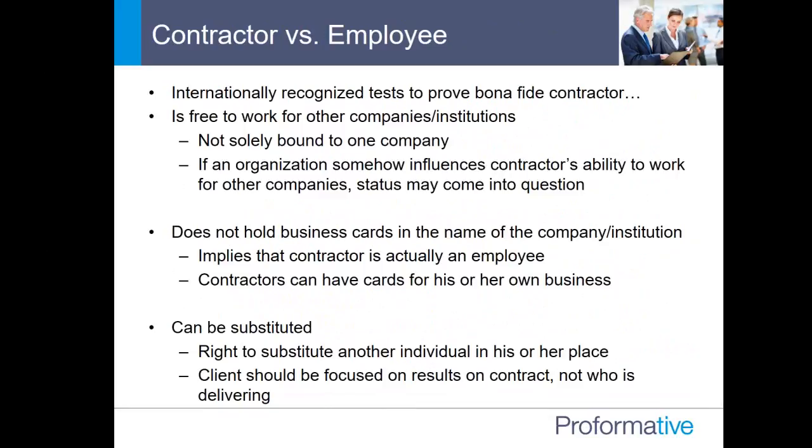So, for example, are they free to work for other organizations? Are they bound to work for you solely, or can they actually go out and provide services to other people? Do they hold themselves out as your representatives? Do they hold your business card? Do they have the right to substitute their labor for somebody else's labor?